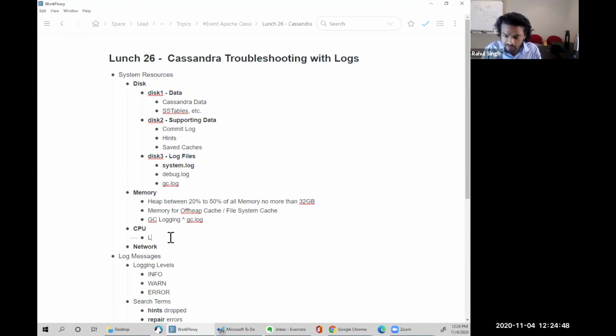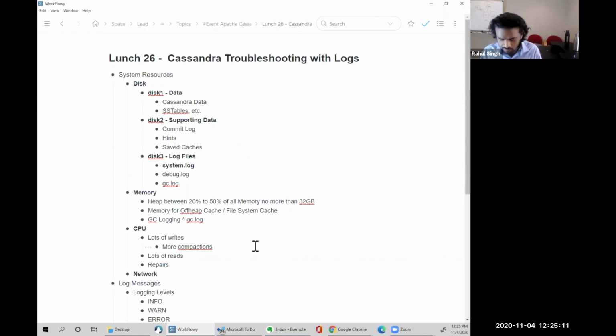Usually where there's lots of writes, right? It's a database. Data goes in. Lots of reads, right? More traffic coming in. And because of lots of writes, you have more compactions. And in the other cases, if you do repairs, repairs take up a lot of resources.